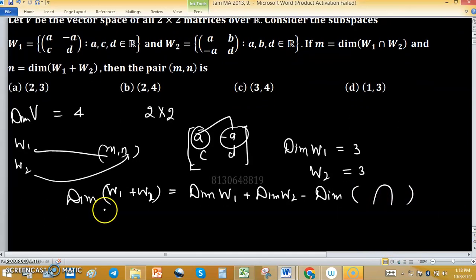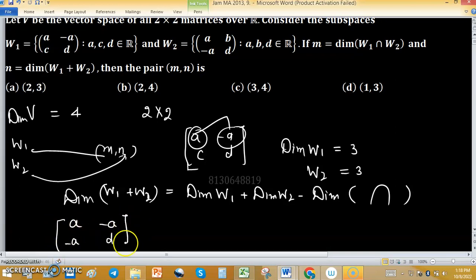If we consider an element of the intersection, it means the element will follow the rules of both W1 and W2. For W1, the first row should be a, -a, and if we follow the rule of W2, the first column should be a, -a, and the fourth element is d. So an element belonging to the intersection has this structure, so the dimension of the intersection is 2.